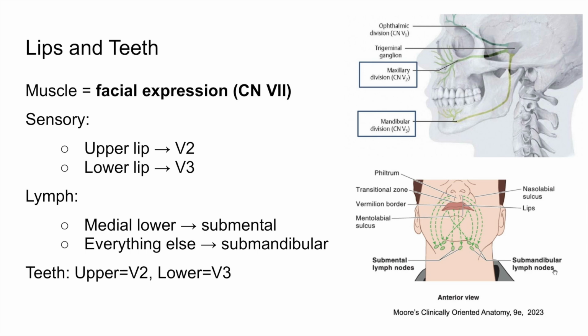All right, so just remember with lips, movement is going to be your facial. Sensation is going to be V2 for the upper and V3 for the lower. Teeth are going to follow that same pattern of V2 upper, V3 lower. And lymph, the midline lower portion of the lips will be the submental region, which makes sense because of that mentalis muscle being right over your chin. And then the rest will be your submandibular.